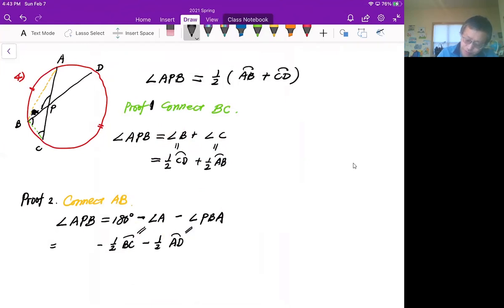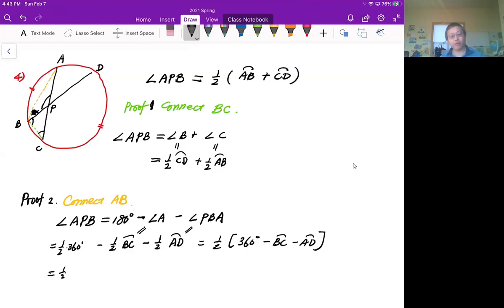I'm going to just do that 1/2 of 360 degrees, right? So I have the 1/2. So I'm going to move out the 1/2. So that will be 1/2. Let me do that here. 1/2 of 360 degrees minus the BC and minus the AD.